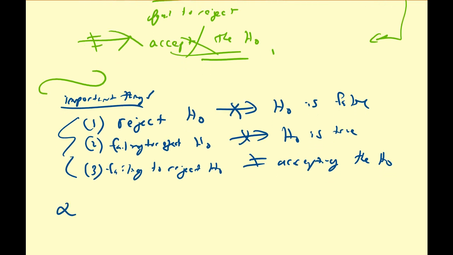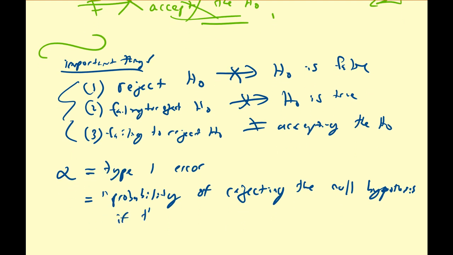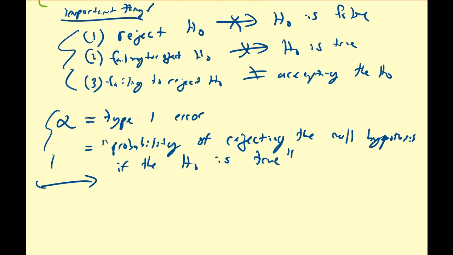So of course this alpha is what we call a type 1 error. This is also known as the probability of rejecting the null hypothesis if the null hypothesis is true. And we always assume it to be true in the beginning, and then we reject it. It's almost like an innocent until proven guilty type of thing.